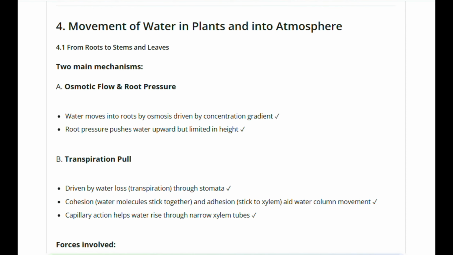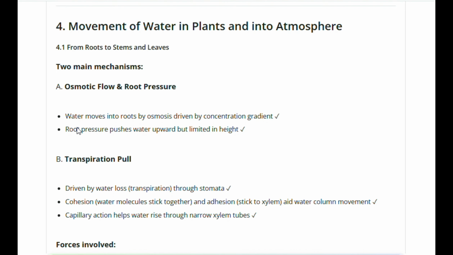So transpiration pull is driven by water loss, which is transpiration that happens through the stomata. Cohesion: water molecules stick together, and adhesion: they stick to the xylem. It aids water column movement, right? It helps with capillary action, which helps water to move up through narrow xylem tubes, right?